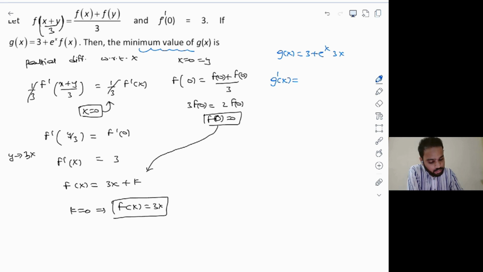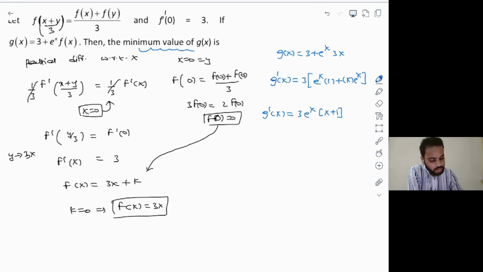g dash of x is equal to 3, which is a constant, so 3 times, now e power x into x differentiation, which is e power x into 1 plus x into e to the power of x. Now, if I take this e power x also common here, this becomes 3 into e power x multiplied by (x plus 1). Now, once again, if you want to find out the maximum or minimum, the first thing you need is to equate it to 0 and find the critical points, right? Because it is a clearly differentiable function, the only possibility is the derivative is equal to 0. So make it equal to 0.